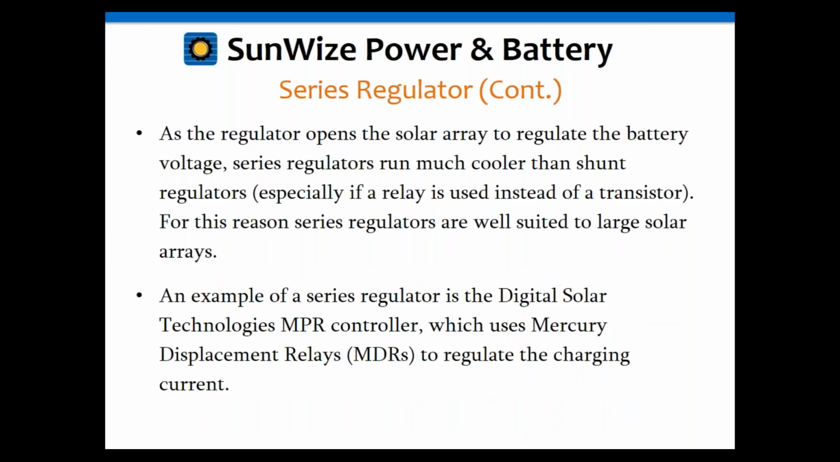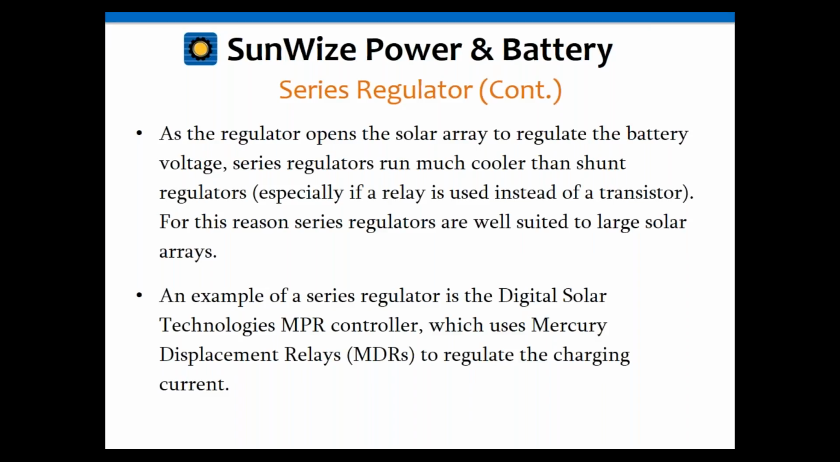Now, series regulators are used frequently with very large systems for this reason. Although there's a lot of current flow through the relays, there's not a lot of heat dissipation. There aren't diodes and transistors and other devices that are going to be dropping voltage or energy. So they're also very efficient units as well. So they're used with very large systems. They run much cooler. They can also be packaged in smaller enclosures because of this.